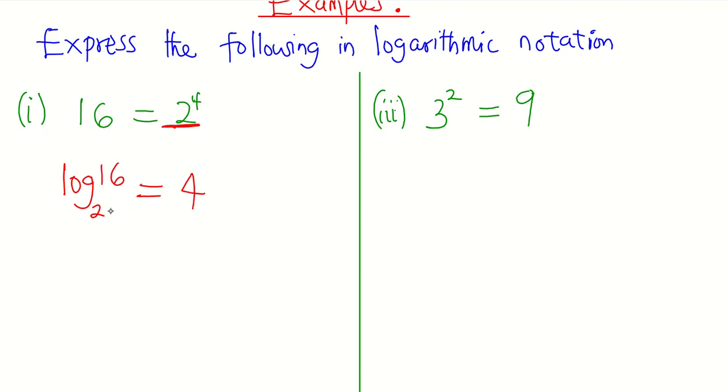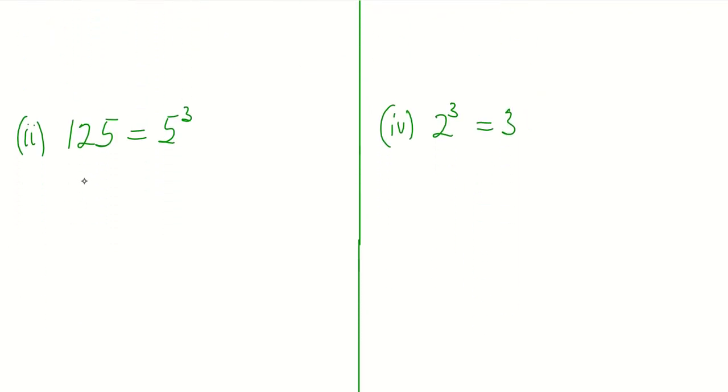Now let's try the next example. We have 125 equal to 5 exponent 3. To change this to logarithm, we take logarithm of 125. In the exponential form, the base is 5, and it assumes the same position as the base in the logarithm part. The only number left is 3, so we bring out 3. Having known that, we go to the next example.